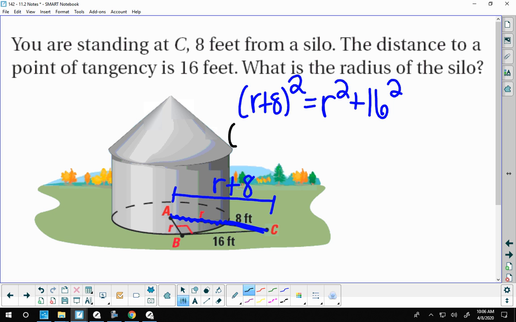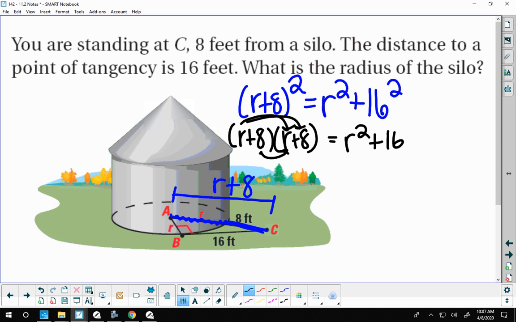Now, if you guys remember from Algebra 1, to square something means to multiply it by itself. So we're going to do R plus 8 times R plus 8. And you're like, oh, what do I do now? Do you guys remember FOIL? First, outer, inner, last. It's really just distributing.